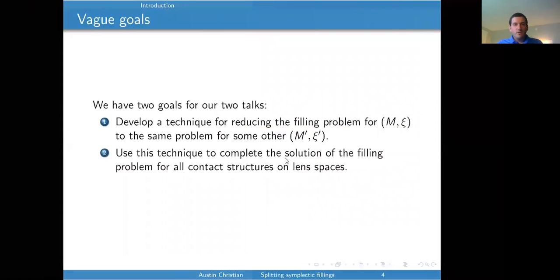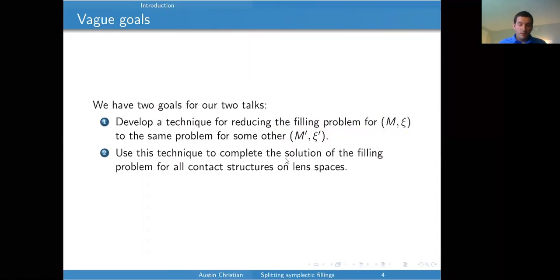Talk 2 will be to use this technique that we developed to complete the solution of the filling problem for all lens spaces. All of the standard lens spaces saw their filling problem solved over a decade ago by Lisca. And what we'll discuss is how this technique that we develop in talk 1 can be used to reduce all of the non-standard lens spaces to just standard lens space filling problems.